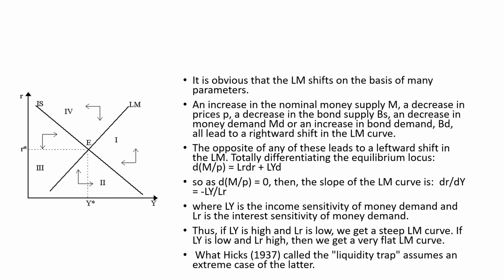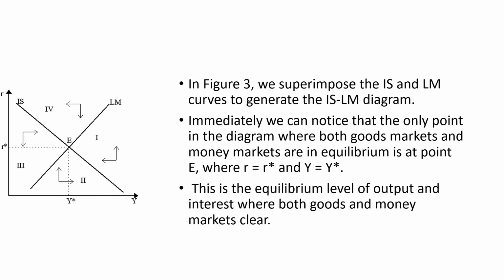For the LM curve, we can see that dR by dY is equal to minus Ly by Lr. Here Ly is the income sensitivity of money demand, and Lr is the interest sensitivity of money demand. Hicks explained that if Ly is high and Lr is low, we get a steep LM curve, and if Ly is low and Lr is high, we get a flat LM curve, which he called the liquidity trap in the extreme case of the latter, the second case.